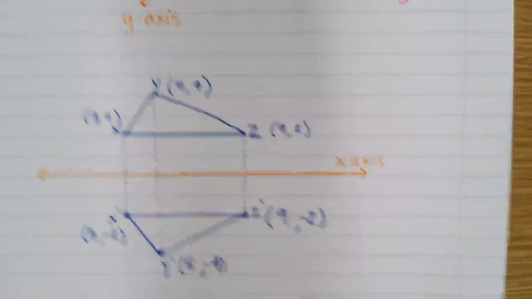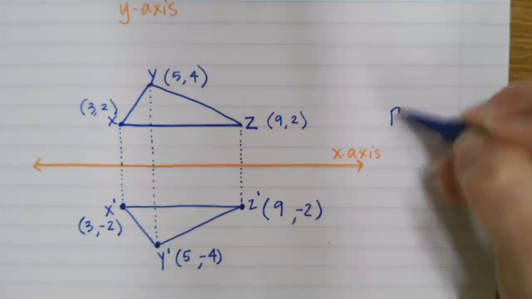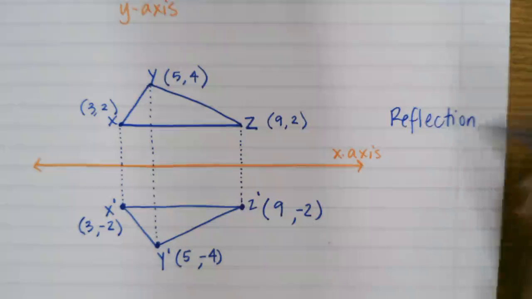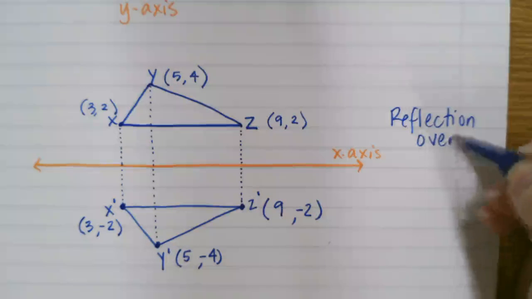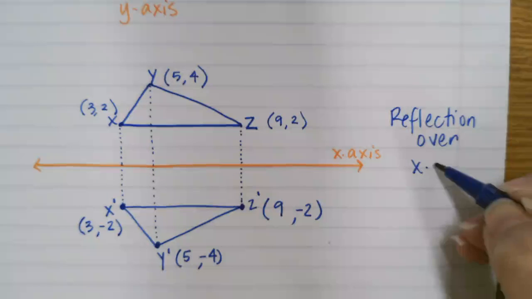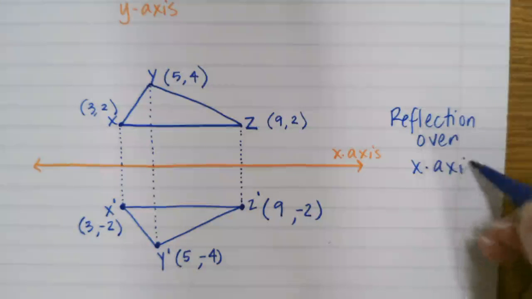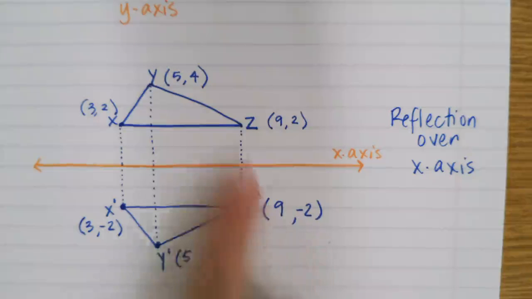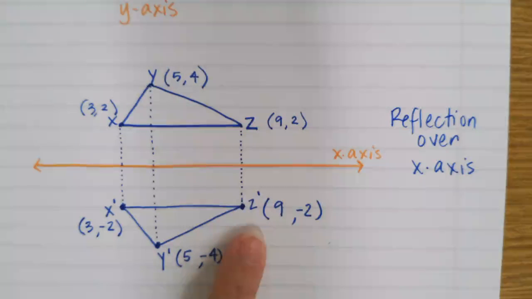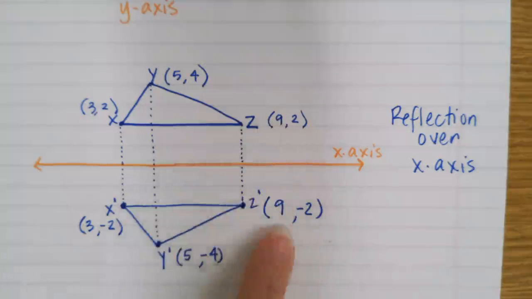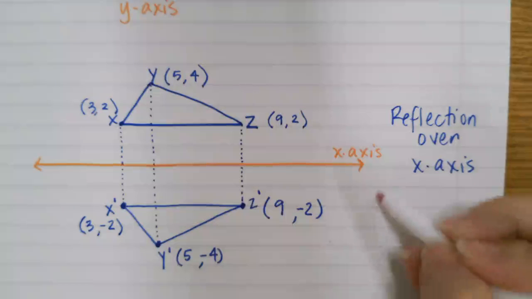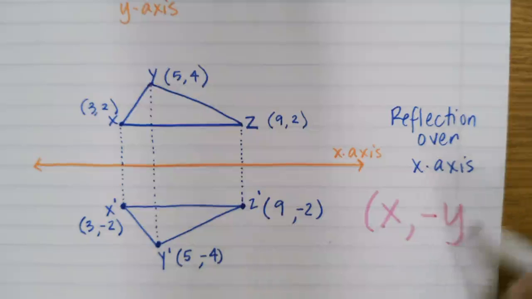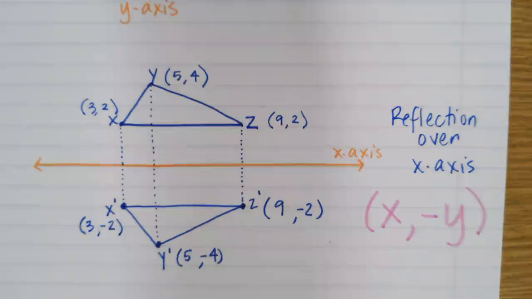So when we do a reflection over the x-axis, if you notice, the x values stayed the same, the y values changed signs. So the x stays the same, but the y changes.